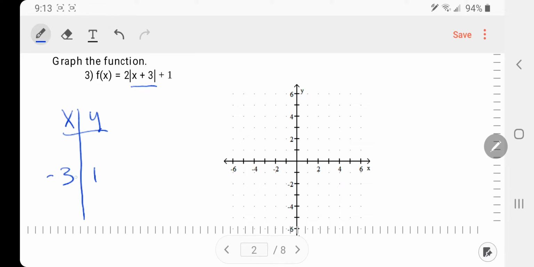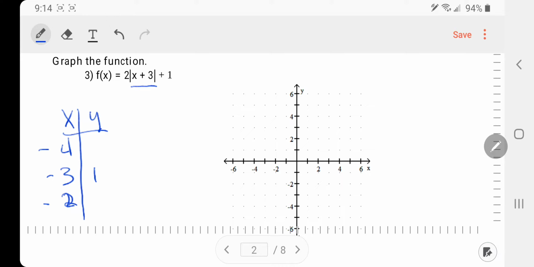So now that we have our first point, next, to strategically pick x's, since this is what I call the center point, this is actually going to give us the vertex of the V, we want to pick a number below negative 3 and above negative 3. So right below negative 3 is negative 4. Right above negative 3 is negative 2. And we don't have to go too far away. We're just going one on each side. And then we're going to plug those in and see what we get.